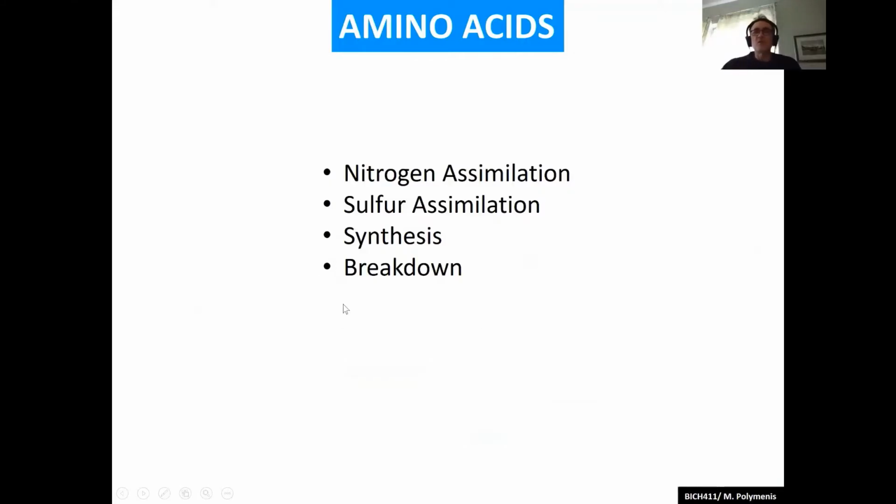The overview. We're going to cover a lot about nitrogen assimilation. We don't do any of this, and we also don't do any sulfur assimilation, but in the biosphere, how all these things are made is extremely important for life on this planet. So we're going to cover all that. And then we're going to see how the amino acids specifically are made and how they're broken down.